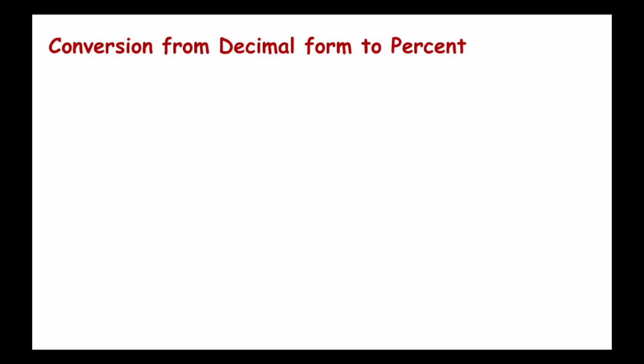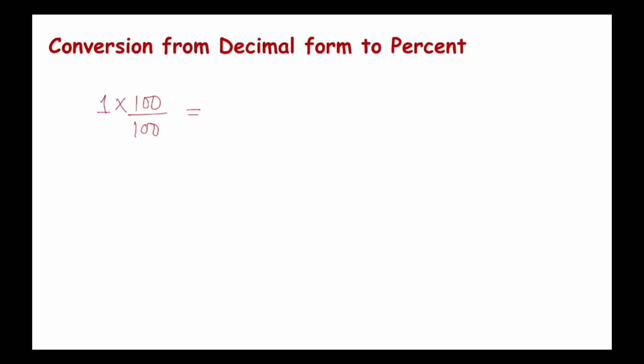So far we have seen how to convert a fraction into percent. Now we will see how to convert a decimal into percent. But before that we will do some calculation. If I take one number, 1, and I multiply and divide this number by the same number, for example 100 times and 100 over, that will not change any value.